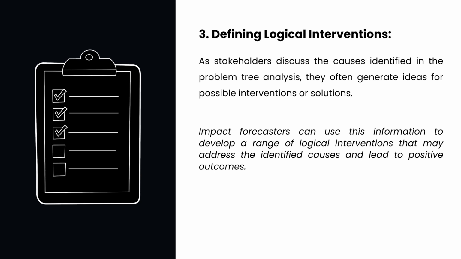The third thing would be defining logical interventions. As stakeholders discuss the causes identified in the problem tree analysis, they often generate ideas for possible interventions or solutions. Impact forecasters can use this information to develop a range of logical interventions that may address the identified causes and lead to positive outcomes.